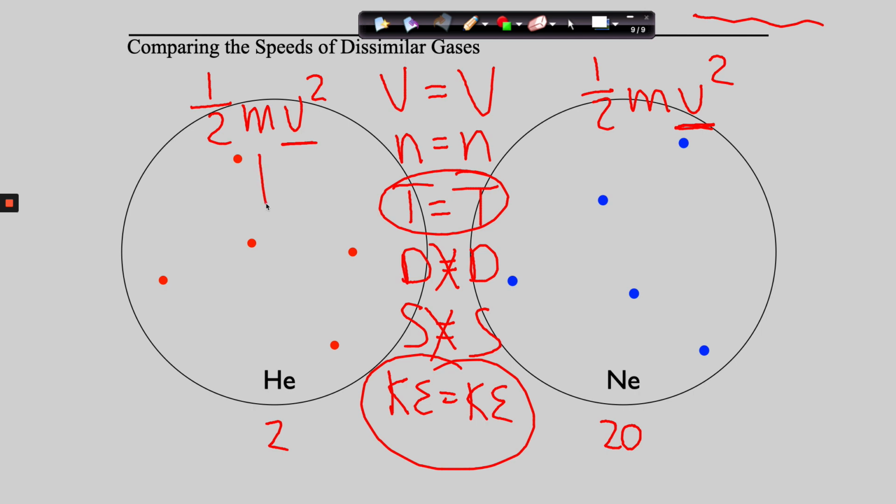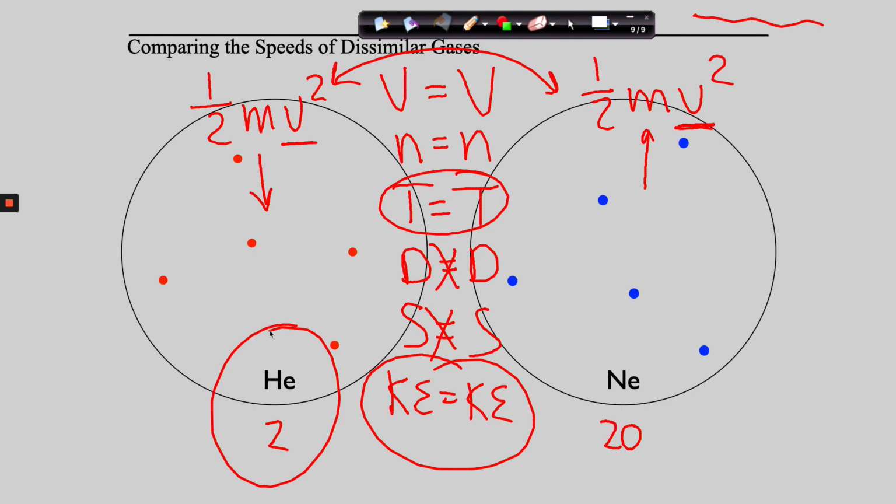Here's the deal. Helium has a lower mass. Neon has a higher mass. As a result, in order for their kinetic energies to be the same, which particles, helium or neon, have to be moving faster in order for their kinetic energies to be equal? Helium. So at the same temperature, lighter particles move faster.